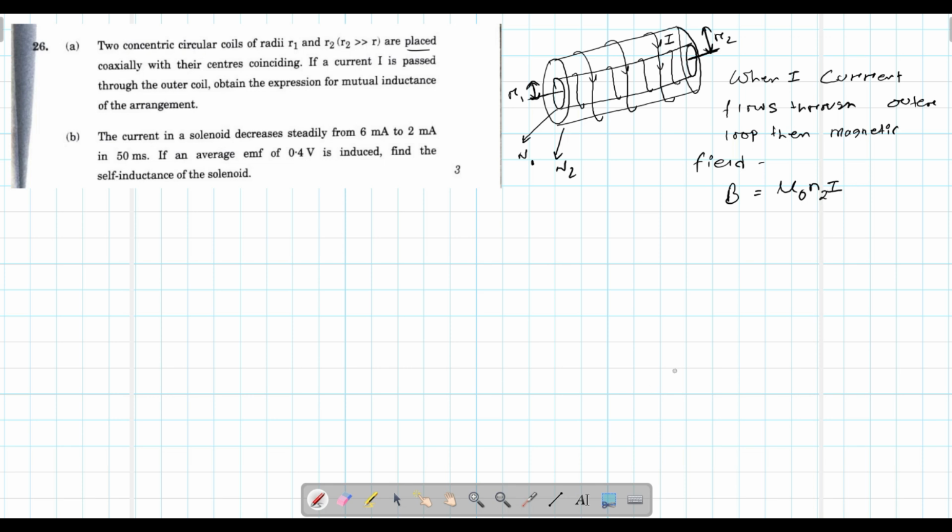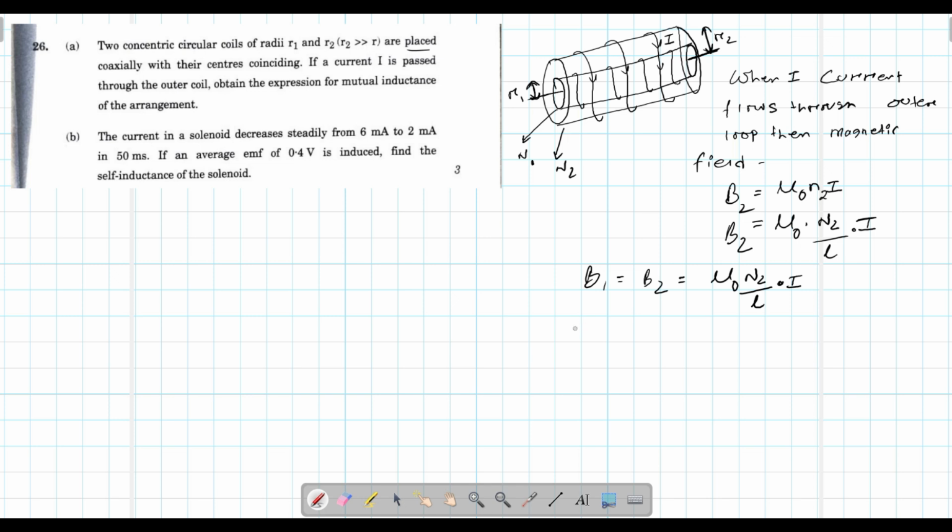B equals mu naught N2 I. When current I flows through the outer loop, the magnetic field B equals mu naught N2 by L into I. That is the magnetic field B2. Magnetic field B2 is the same as B1. So B1 equals B2 equals mu naught N2 by L into I.